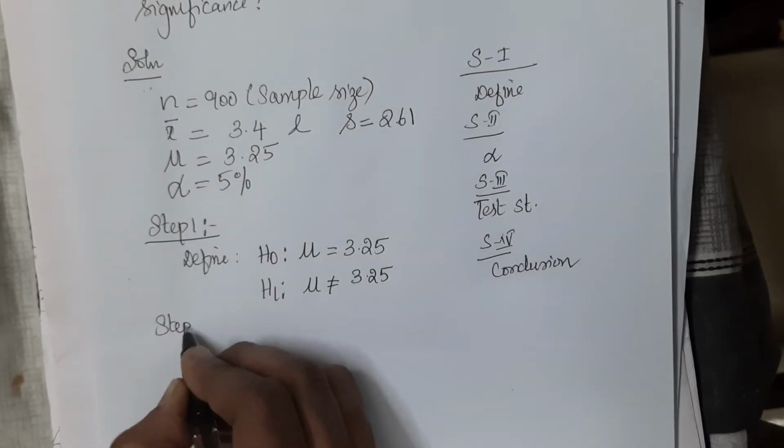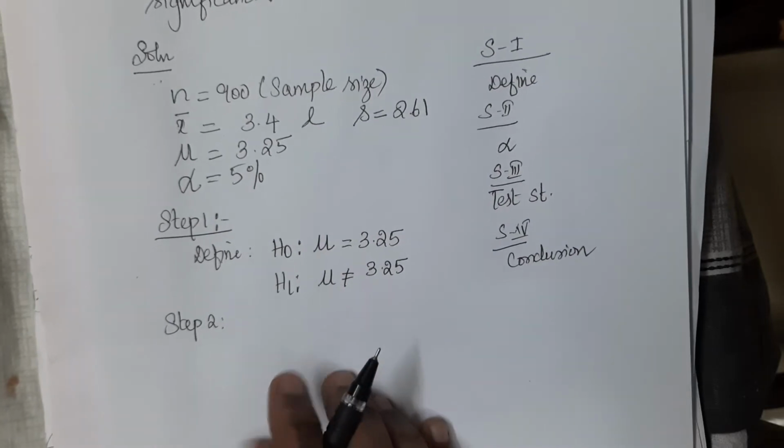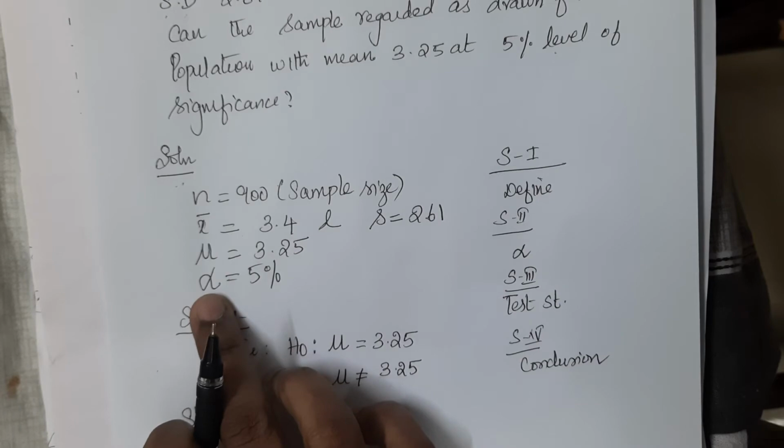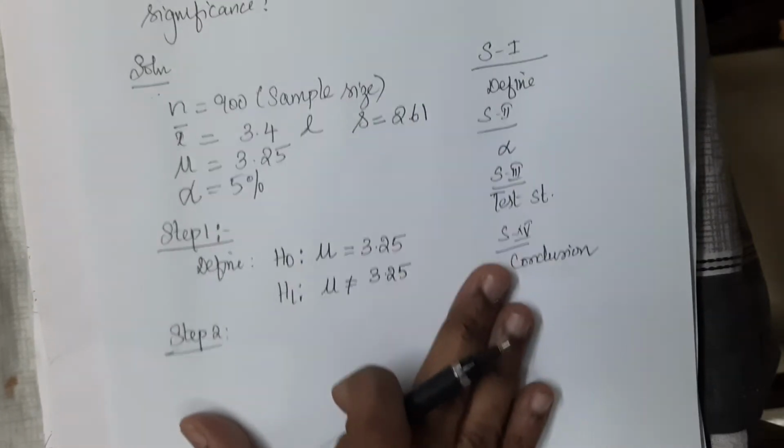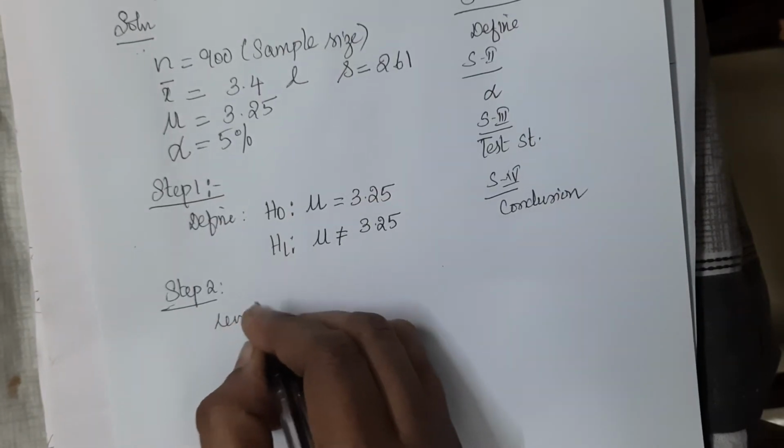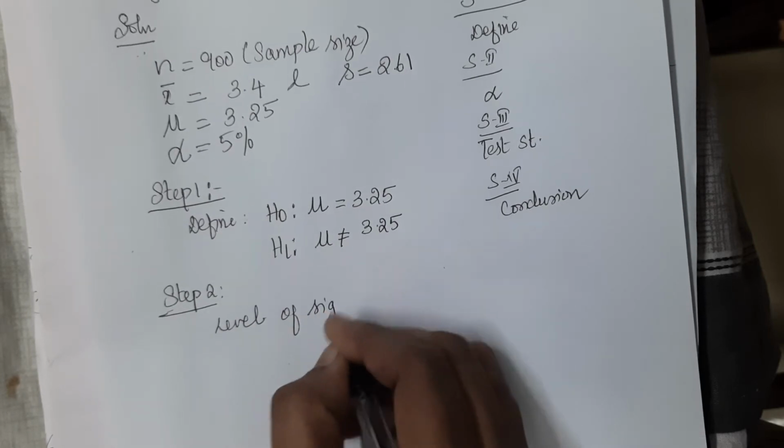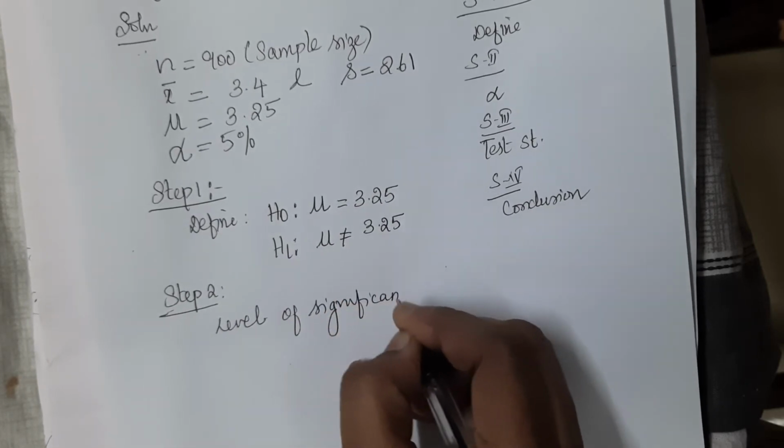Step 2, fixing or choosing the level of significance. This is already defined in the problem. The level of significance is 5%. So our step 2, the level of significance as per given in the problem, is 5%.